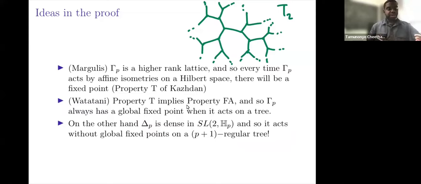And so in particular, we have two groups. One has no non-trivial actions on a tree, no non-trivial splittings. Another has a splitting coming from an action on a tree, and these two groups have the same finite quotients. Okay, so that's the idea of the proof.